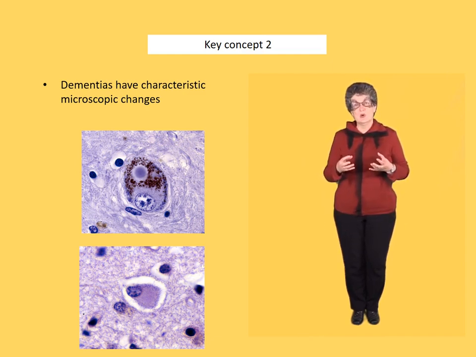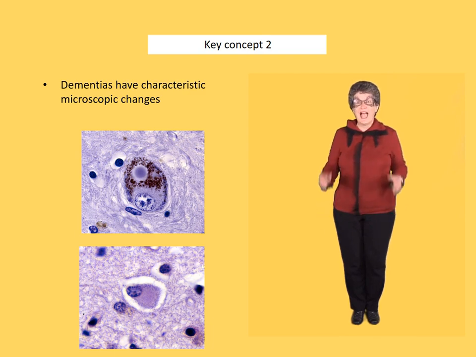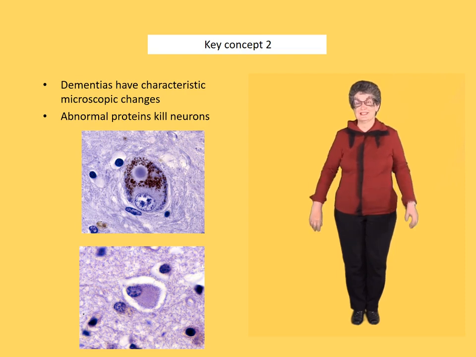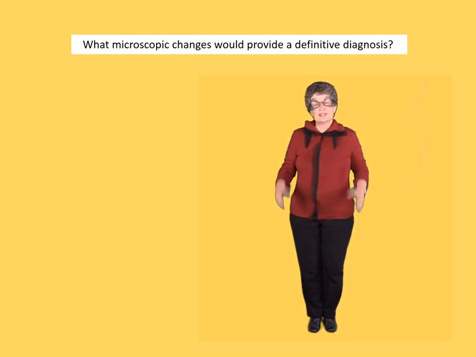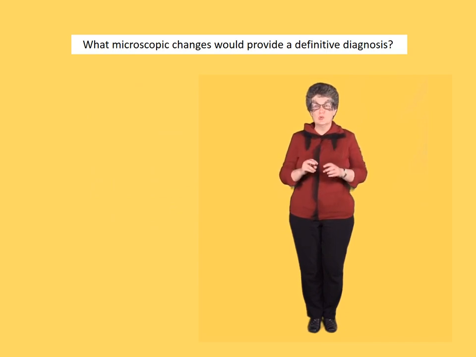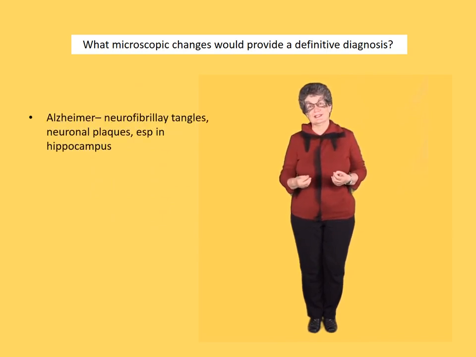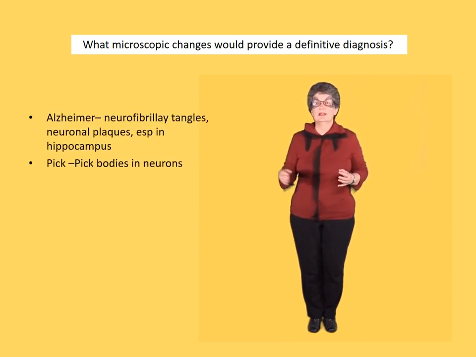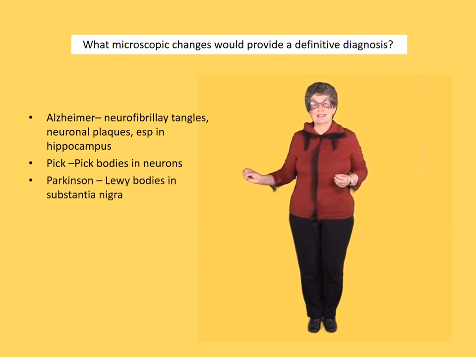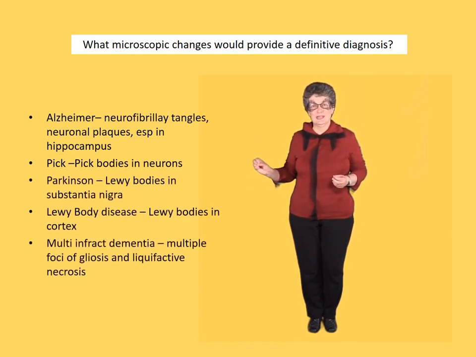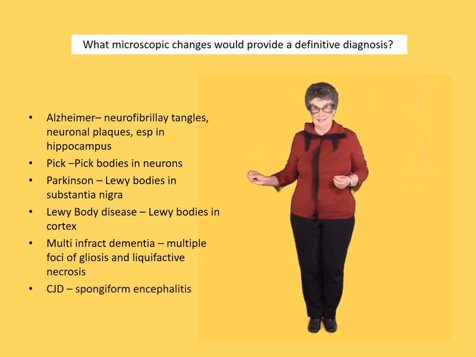So what are these bodies? They are abnormal proteins, and this is the next key concept. Abnormal proteins kill neurons. We're going to be coming back to this a lot. So what microscopic changes would provide a definitive diagnosis? There's a list of them here. And when you do the follow-on Kura Cloud lessons, you'll learn more about them. Each of these illustrates the key words that you need to know about this disease.